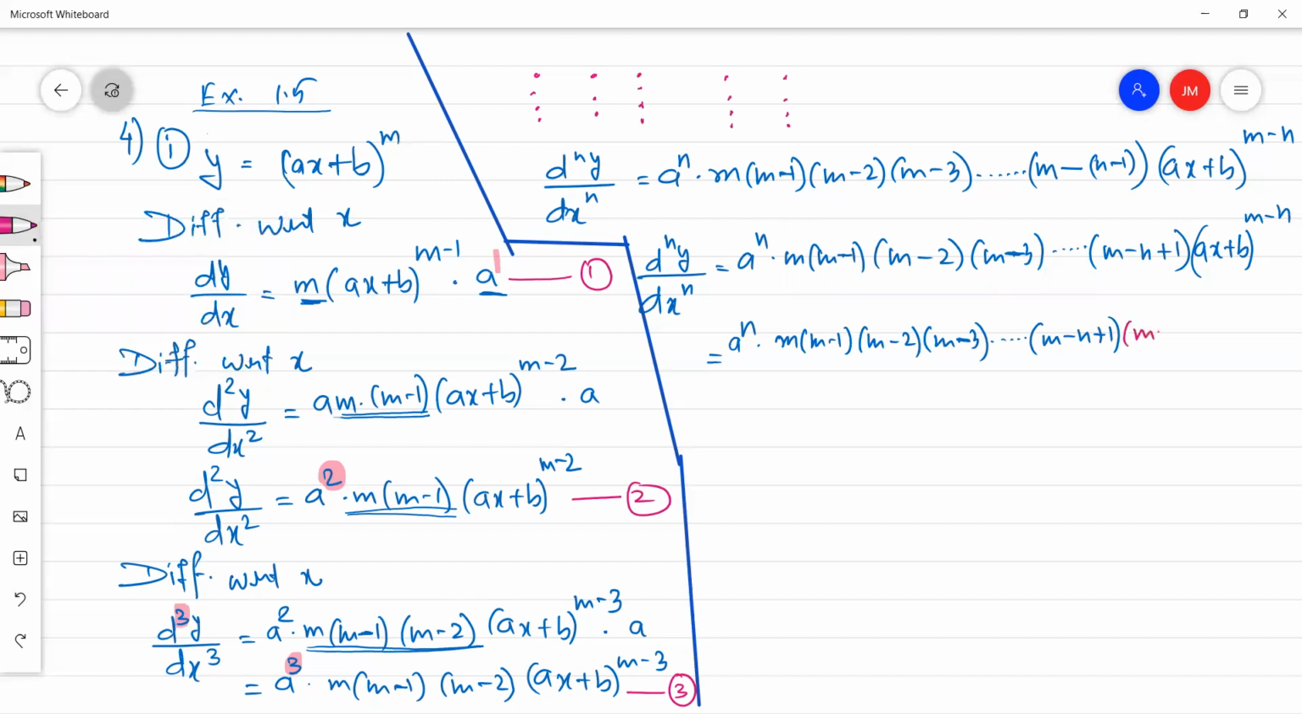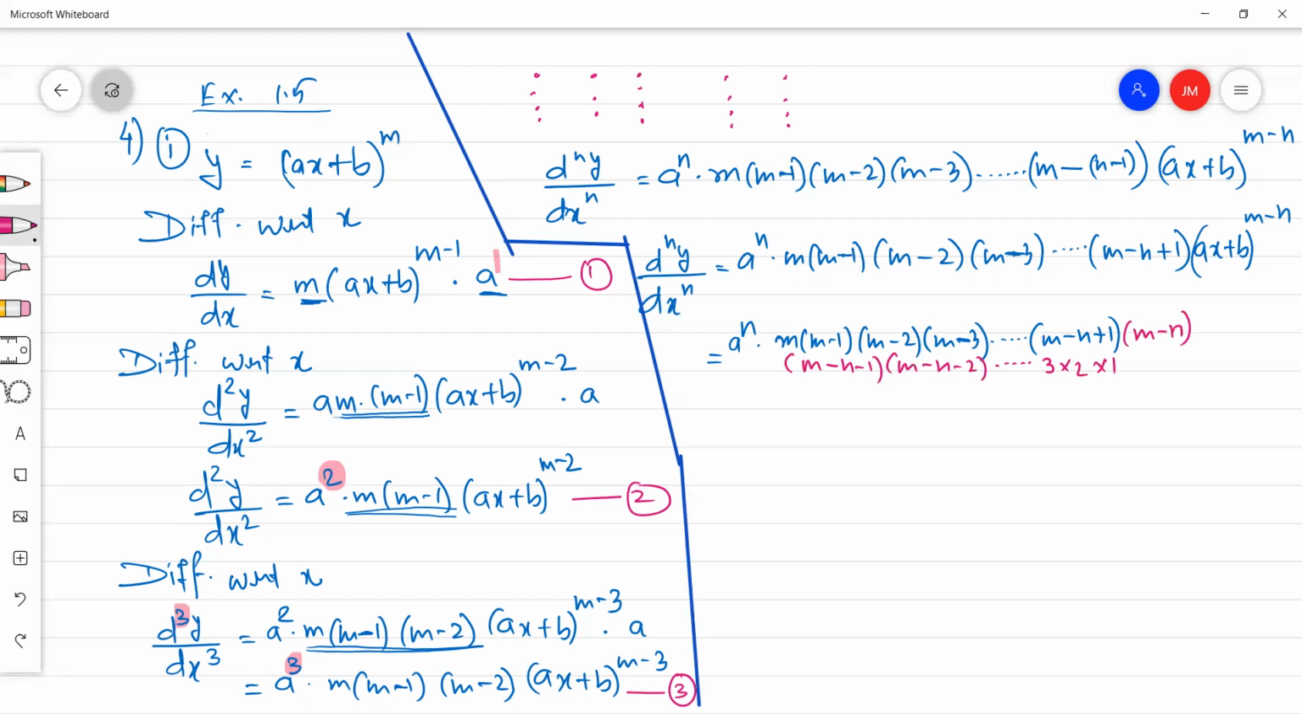I multiply m minus n. See, 1 less than this is this number. 1 less, 1 less. You see this? 1 less. Let me come to the next line. Then m minus n minus 1, m minus n minus 2, and so on till I get 3 into 2 into 1. Okay?